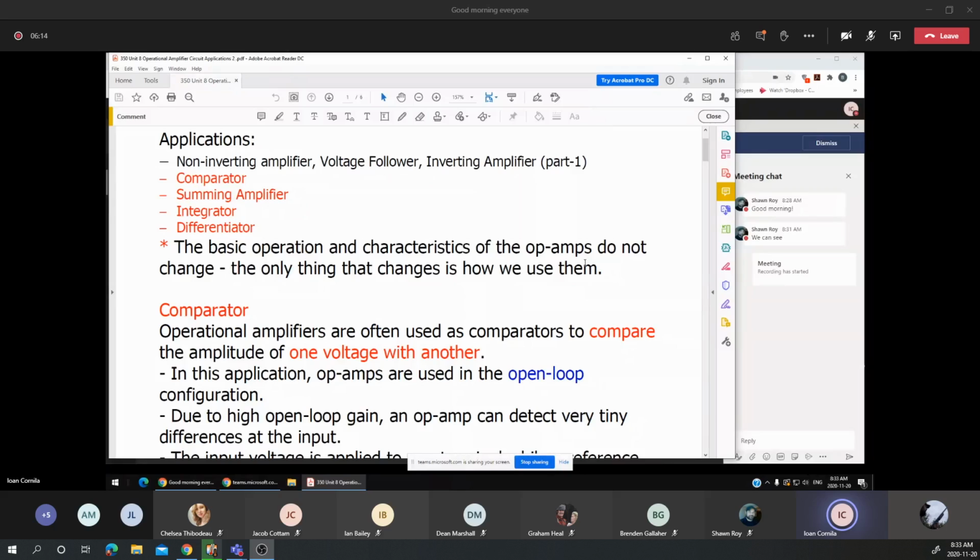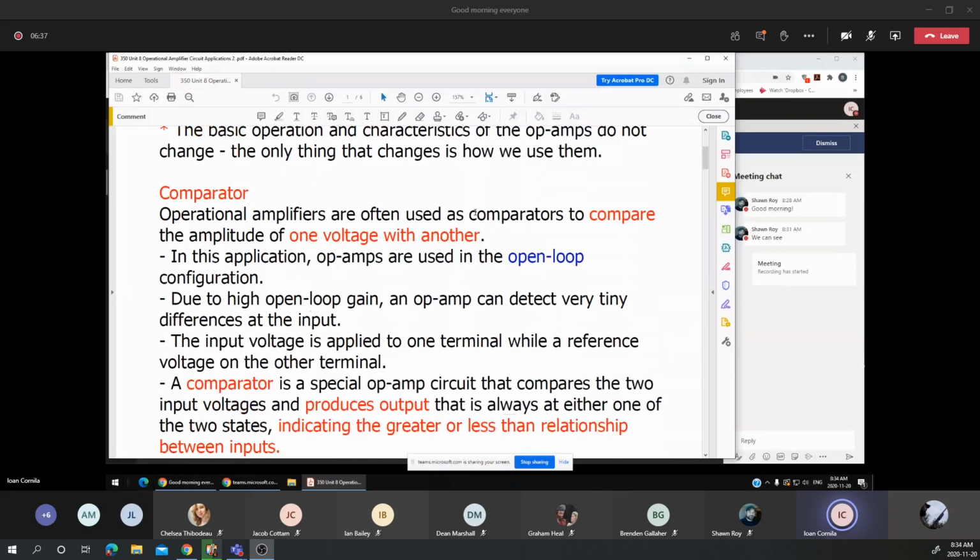And I will show you, as the last note that I put before going into the other applications, that the comparator, the summing amplifier, integrator, and differentiator use one of the two basic configurations or circuits, non-inverting or inverting amplifier.